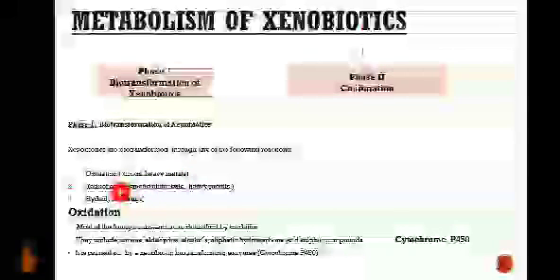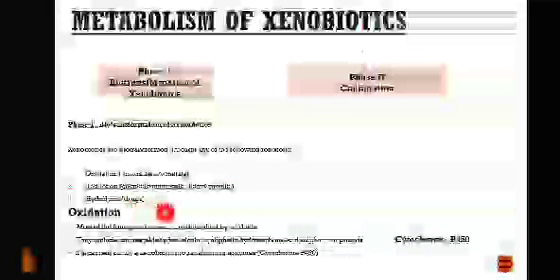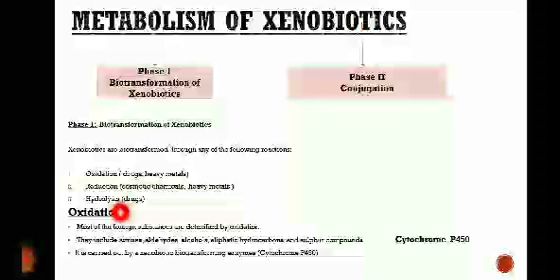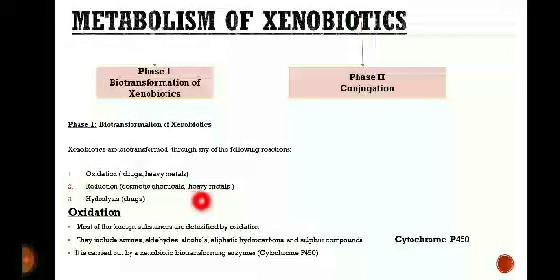In reduction, they can be cosmetic metals, chemicals, and heavy metals. And in hydrolysis, they can be drugs. Now, first let's discuss the first one, oxidation. Most of the foreign substances are detoxified by oxidation. These include amine, aldehyde, alcohols, aliphatic hydrocarbon, and sulfur compound.